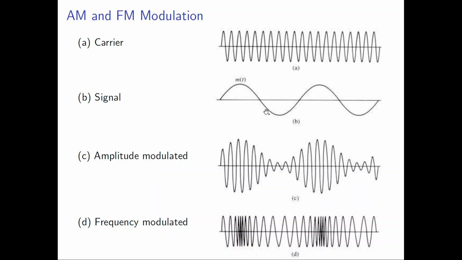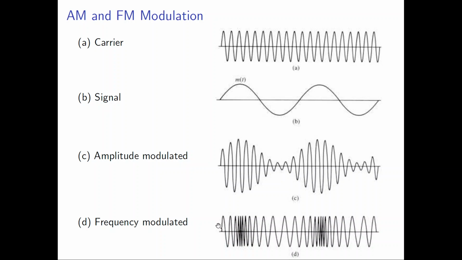How do you do that mathematically? You just multiply them with each other. You multiply the signal with the carrier. You get this. This is amplitude modulation. What about frequency modulation? Amplitude modulation means you change the amplitude of the carrier based on the message.